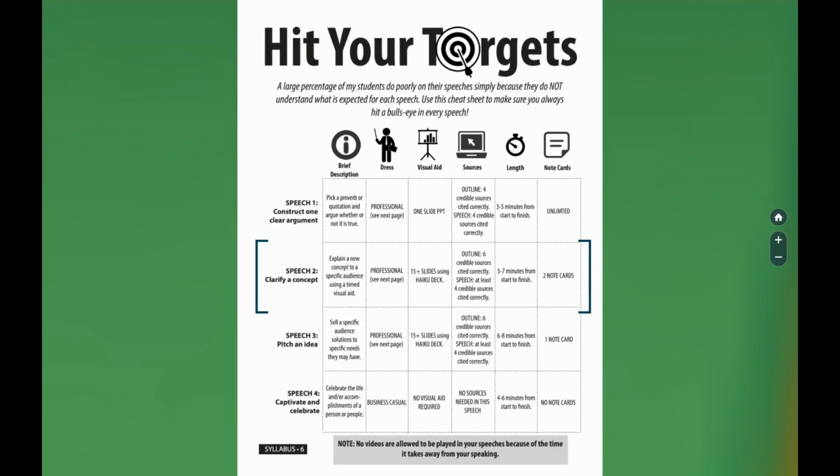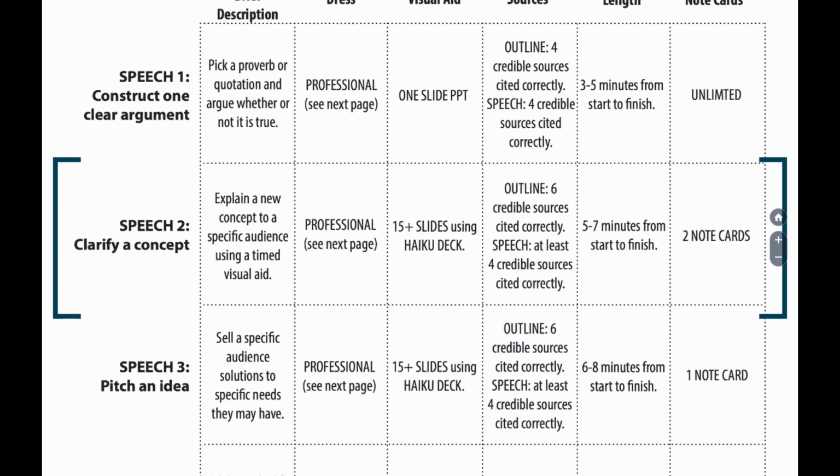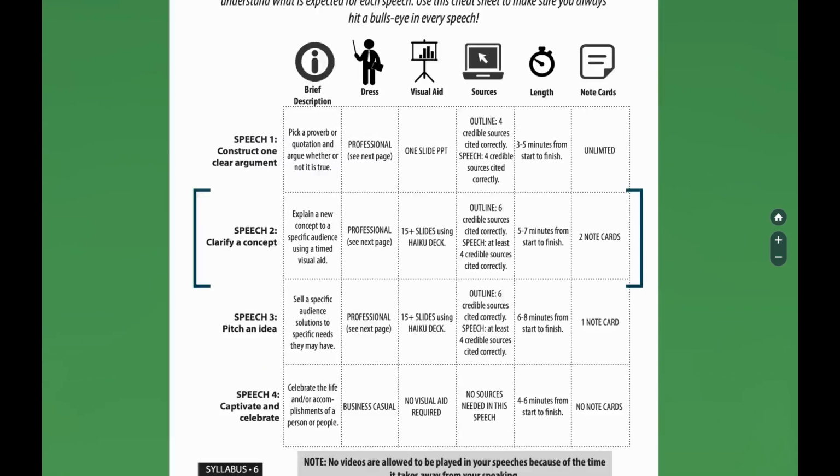All right, so if you want to take a look at the Hit Your Targets page, specifically Speech 2, you can see now we're going to 6 credible sources. You can have 15 slides instead of 1 slide, and now you have 5 to 7 minutes. So you're going to speak longer, you're going to have more slides, but you're going to have less note cards. You're only allowed 2 note cards.